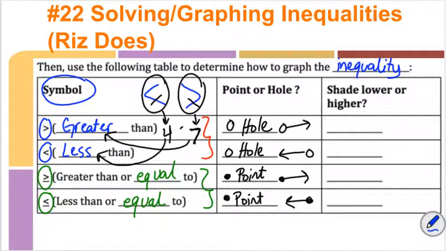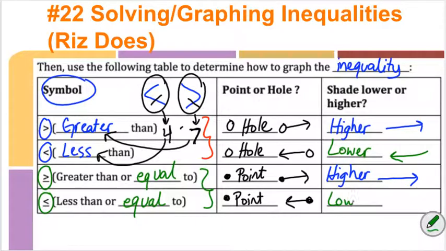So if it says greater than, that means I'm going to shade higher than the number. That's going to be an arrow facing higher. Same with greater than or equal to. Those will both be higher. But if it says less than, then it's going to be lower. So it's going to be an arrow going this way. Lower. An arrow going this way.